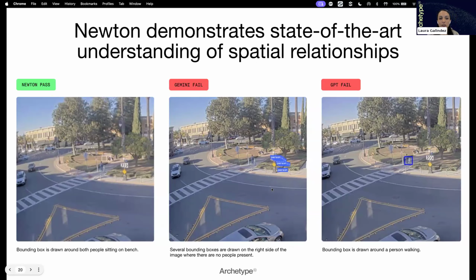Finally, Newton also understands the physical world spatially. It can identify objects and precisely locate them in specific contexts. So here in this example, we have a camera feed, and Newton is able to correctly identify two people sitting on a bench over here. This is a scene that is really subtle and really requires spatial understanding. And as we can see, other general purpose models still sometimes struggle with this kind of task that is seemingly simple, but actually requires a pretty good understanding of spatial relations.